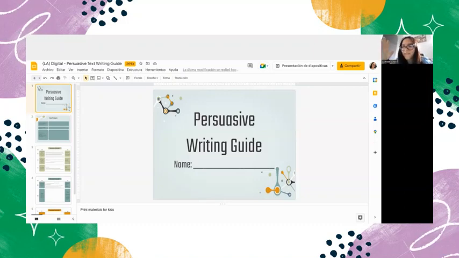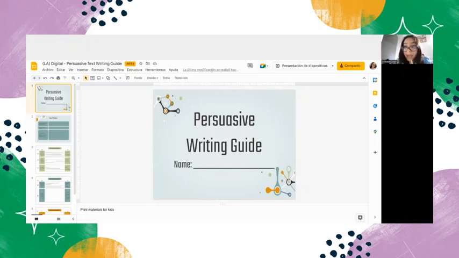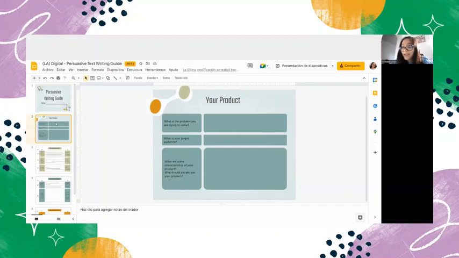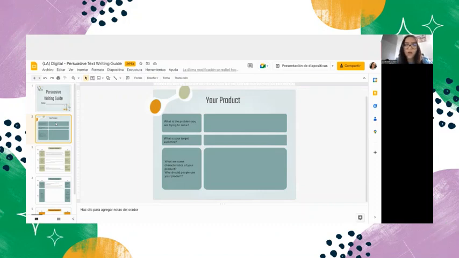The teachers have been very, very careful about writing some guiding questions to help you go through this organization of your text. So, in your first slide, you're going to find the part for you to write your name. This is very important, so don't forget about it. Then, in the second slide, you will have some guiding questions about your product. So, for example, we have: what is the problem that you're trying to solve?